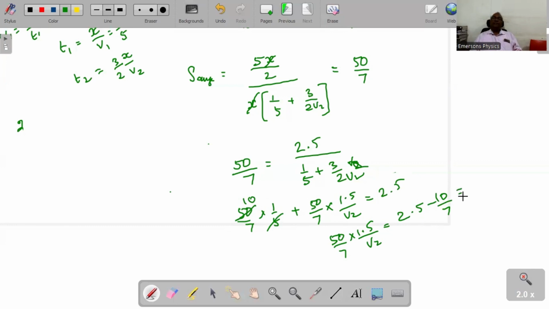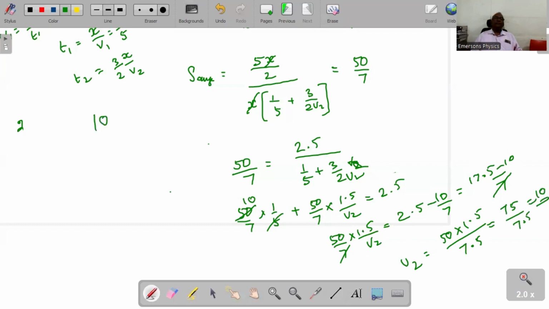which is 7 into 2.5, 17.5. 17.5 minus 10 by 7. This 7 and this 7 can be cancelled. The V2 will be equal to 50 into 1.5 divided by 7.5. Here 75 divided by 7.5 will give you 10 as the answer.